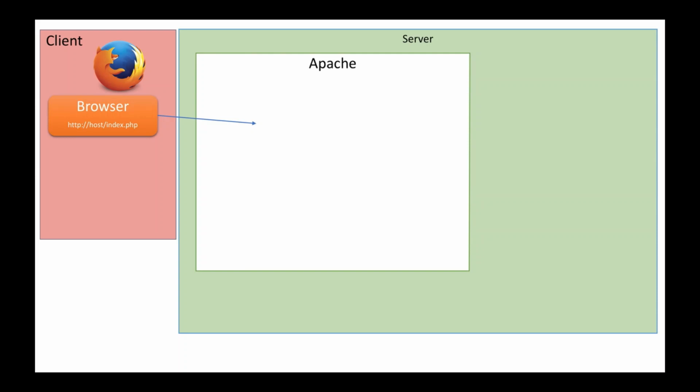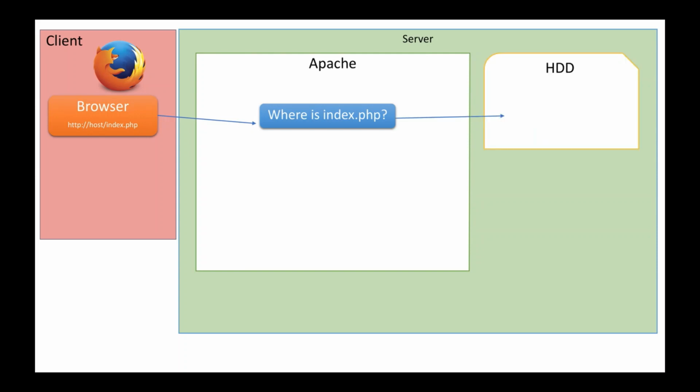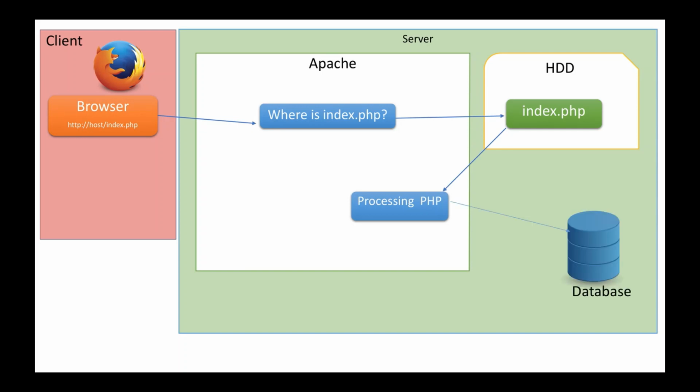So when we type host/index, we are saying to the server, hey server, where is the page named index.php? Apache tries to look on the server hard disk for index.php. If it finds it, it will process it. If not, the server will send back a result saying this page is not found. When it finds the page, it tries to process it. If it has server-side code like PHP or C#, it processes that code. If there is communication with the database, read, write, or whatever, it does that.